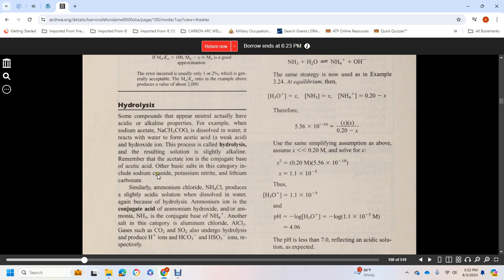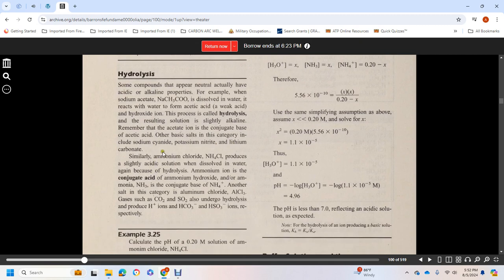Other basic solutions in this category include sodium cyanide, potassium nitrate, and lithium carbonate. Similarly, ammonium chloride produces a slightly acidic solution when dissolved in water, again through hydrolysis. Ammonium is the conjugate acid of ammonia. Another category of salt includes aluminum chloride, and gases such as carbon dioxide and sulfur dioxide, which undergo hydrolysis, producing hydronium, and the corresponding hydroxide, trioxide, and hydrogen sulfite ions, respectively.